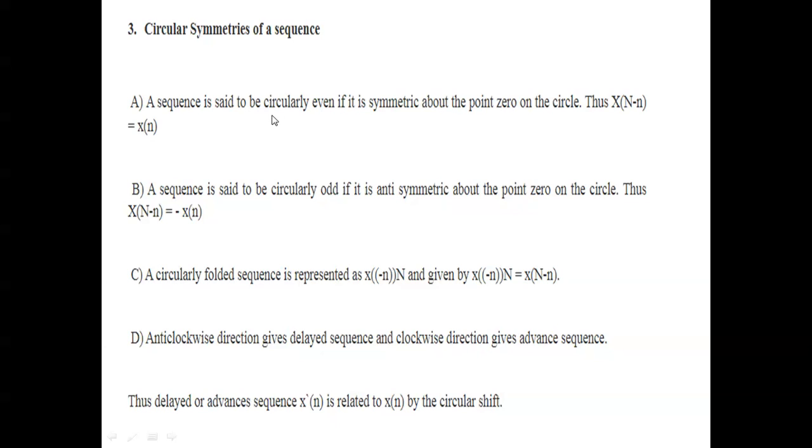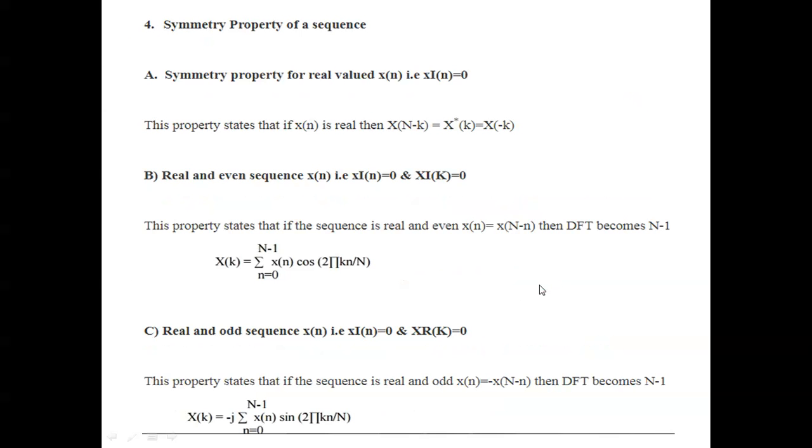Circular symmetry of the sequence. A sequence is said to be circularly even if it has symmetry about the point 0 on the circle, thus x of N minus n is equal to x of n. Similarly, x of N minus n is equal to minus x of n. So this one is the even value and this one is the odd value. And this is for the folded sequence: the value x of minus n is equal to x of capital N minus n.